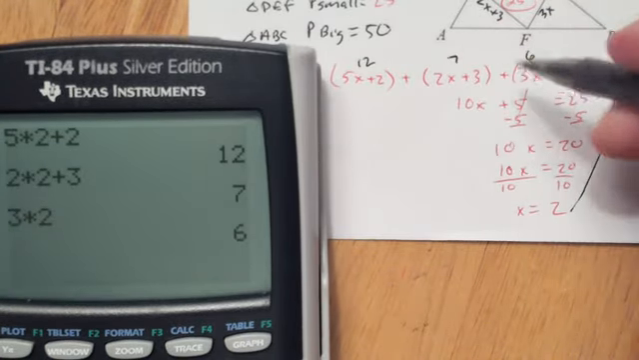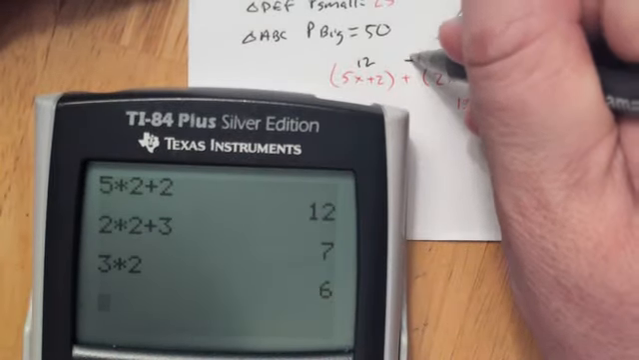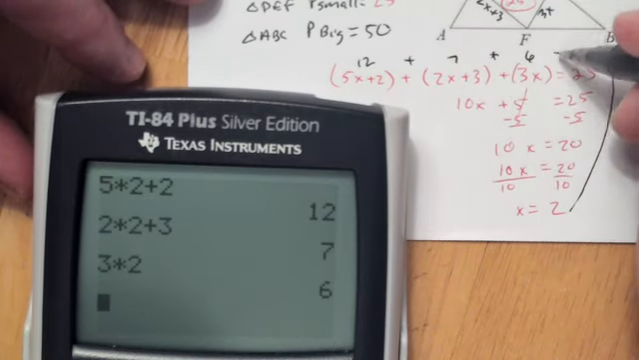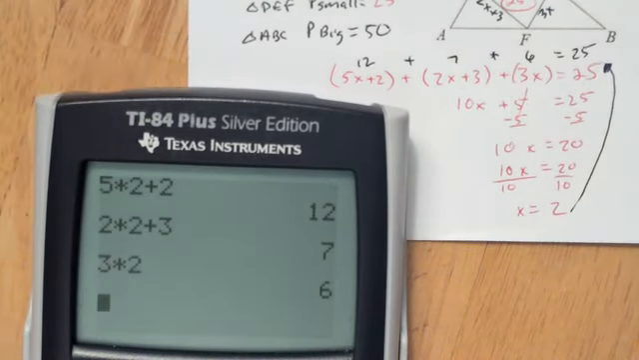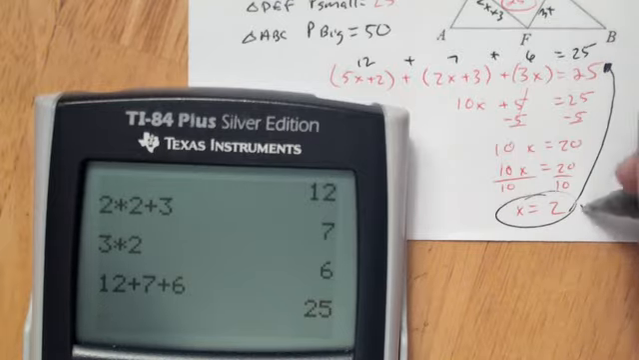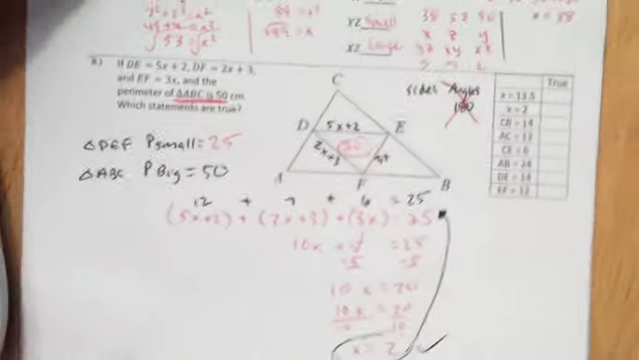Now let's see if the equation's happy. So 12 plus 7 plus 6, does that equal 25? Yes, it does. So I know for a fact that this is correct. All right. So let's put this in the picture.